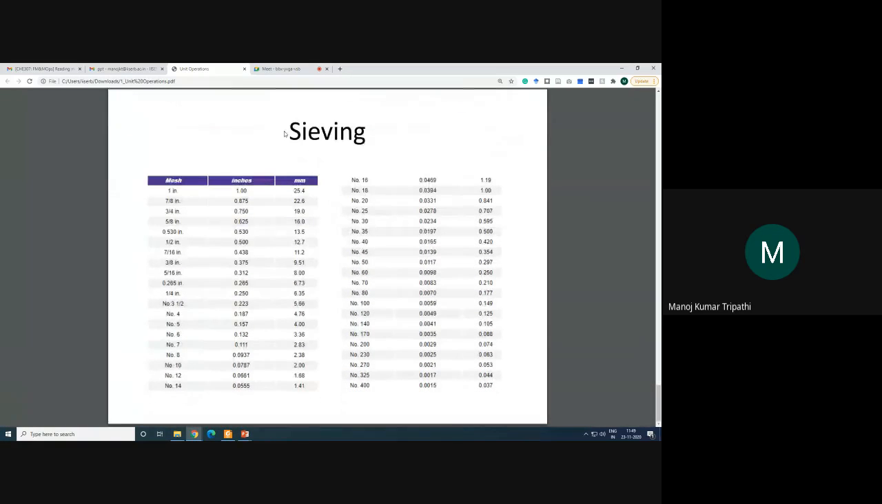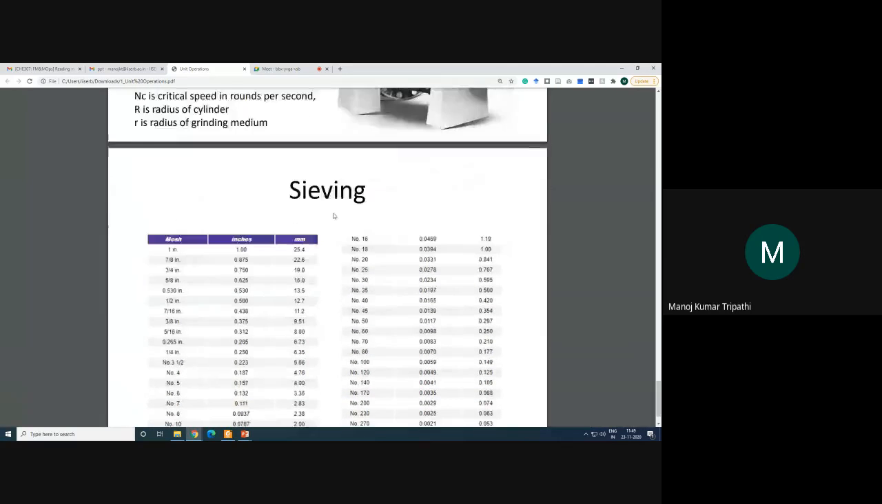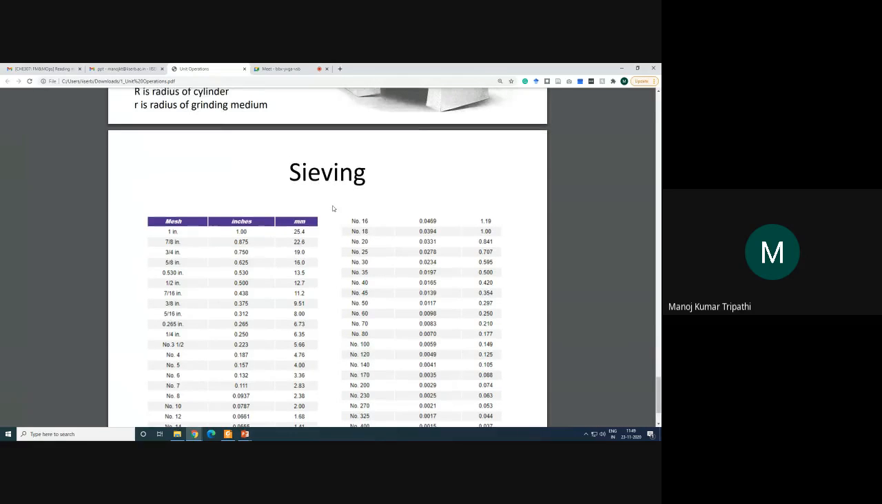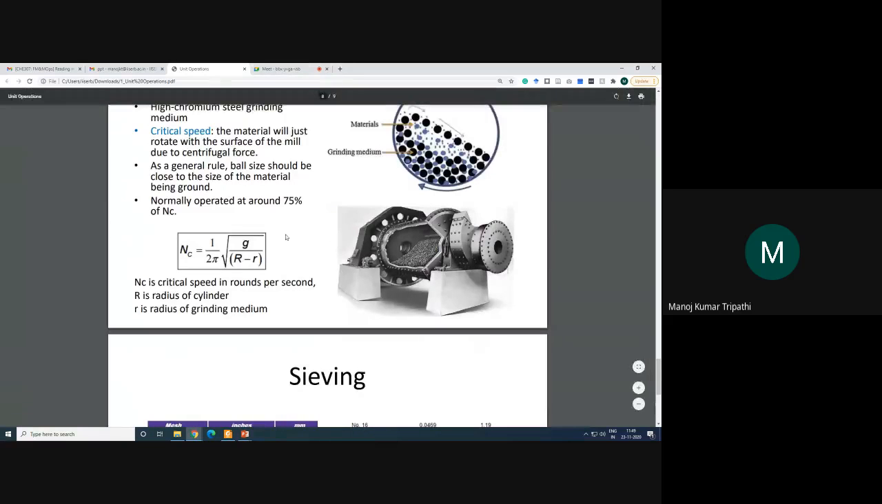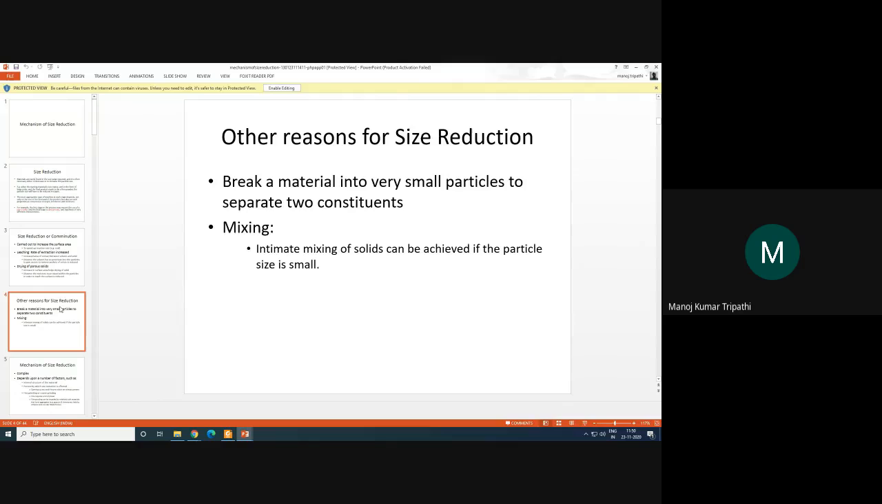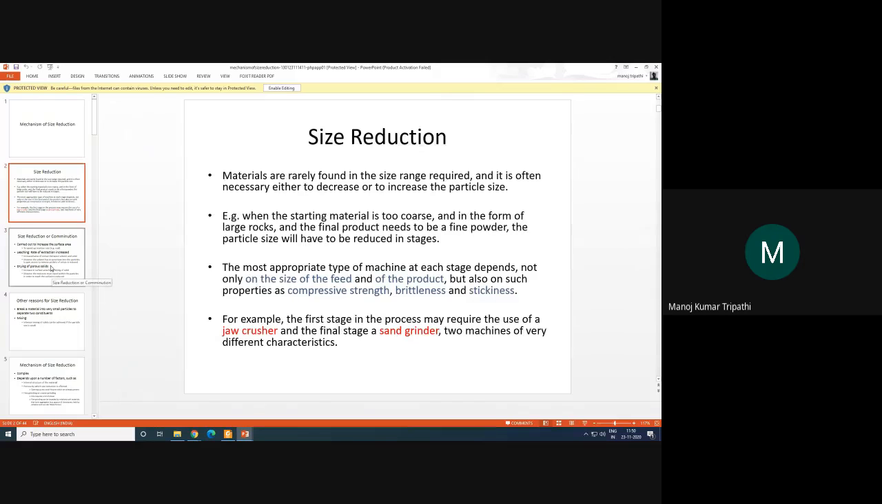Okay. Then there is something called sieving. After all of this is done, there are different sieves you can use to get the desired size. Then there is more to the mechanism of size reduction, how exactly a particle breaks down, and what are the limitations to size reduction.